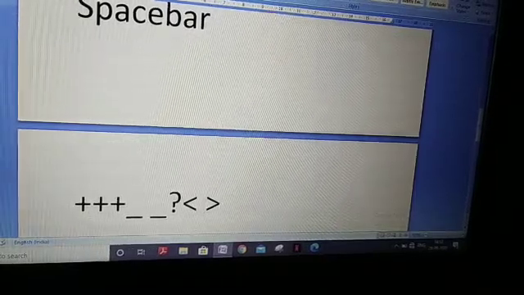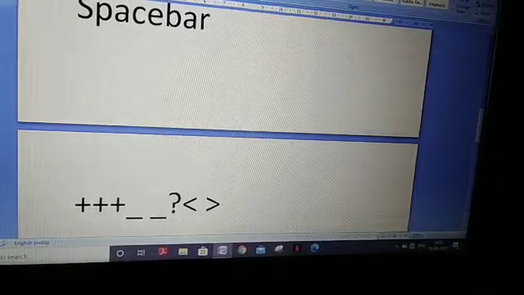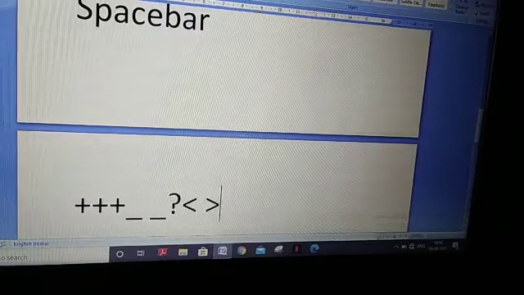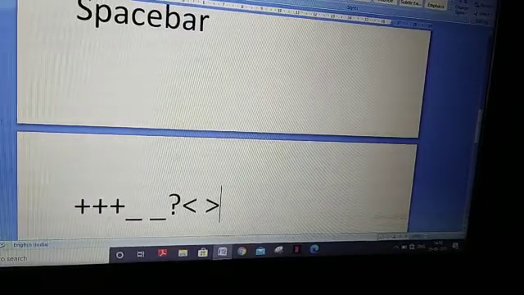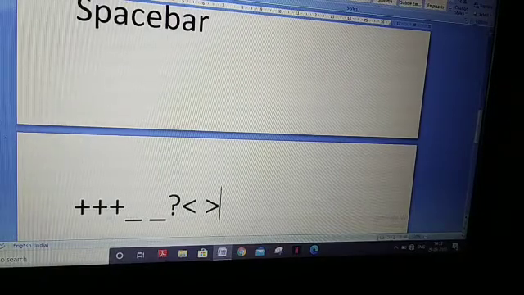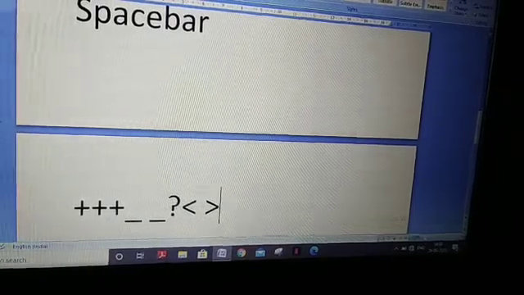Okay, children, we were discussing the shift key. Shift key is used for two purposes. What are the two purposes? First of all, you see which one is the shift key.